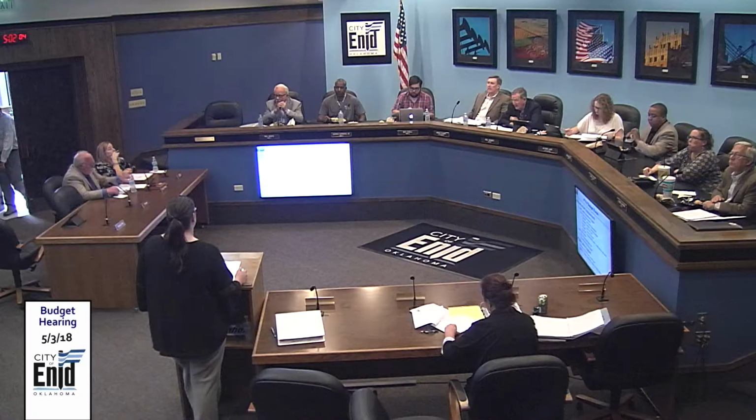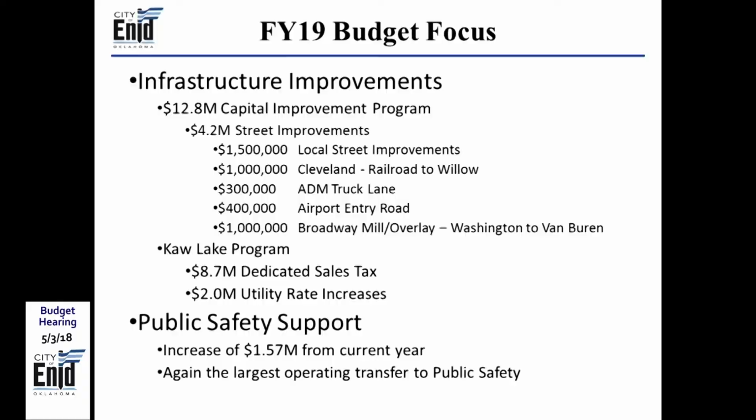Absolutely. The focuses this year are the same focuses we had last year. Infrastructure improvements: the capital improvement program in those funds is a $12.8 million budget presented to you this year. There includes $4.2 million for street improvements, 1.5 of that for local street improvements. There's $1 million for the Cleveland project to do some pre-work on utilities and right-of-way acquisition to continue that 4-laning from the railroad to Willow.